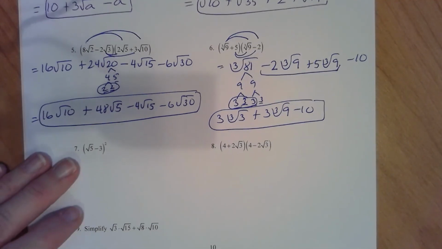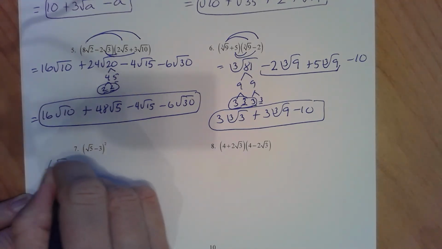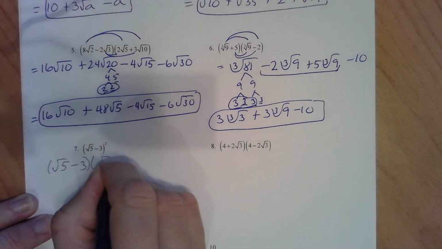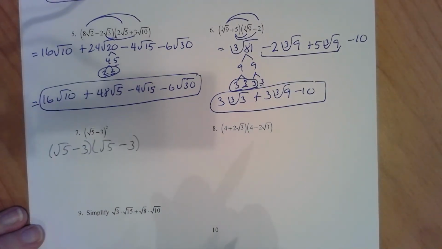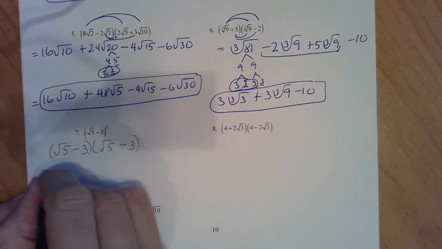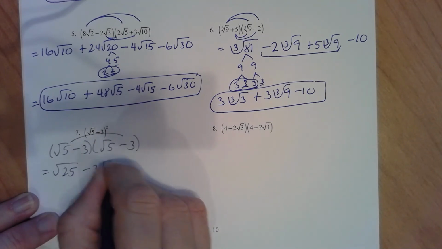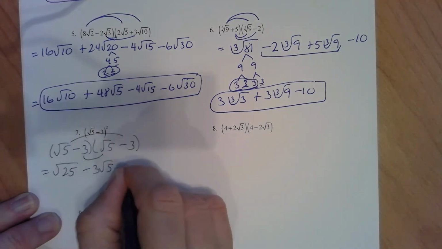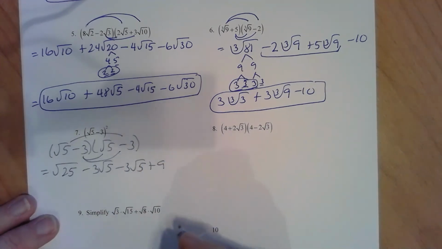So how do we do the square root of 5 minus 3 quantity squared? Well, to be able to do that, you make sure you write it twice and FOIL it out. Don't change any signs. When you square something, you multiply it times itself. So when you do so, the square root of 5 times the square root of 5 is the square root of 25. Outer gives you minus 3 square root of 5. Inner gives you minus 3 square root of 5. And the last gives you a plus 9.